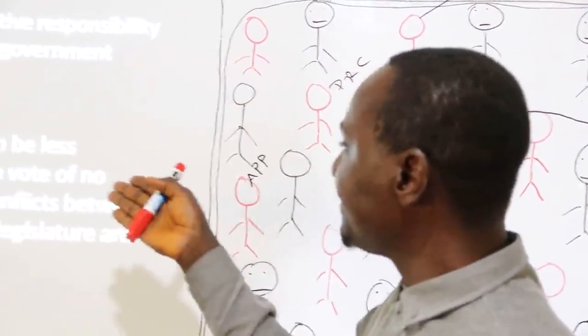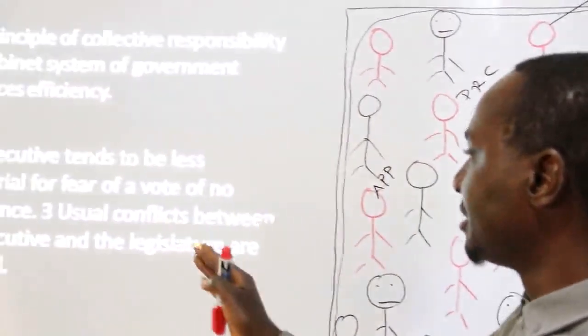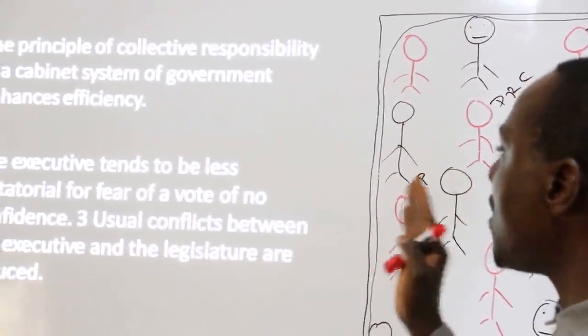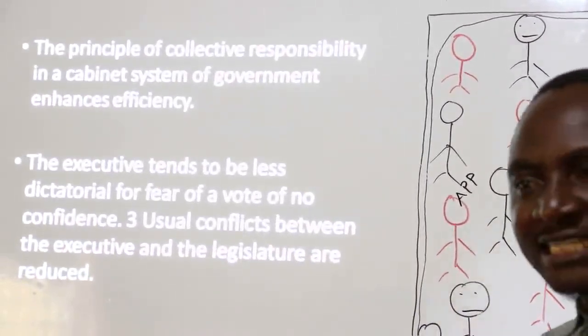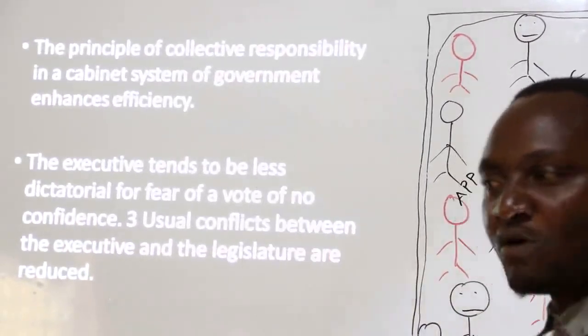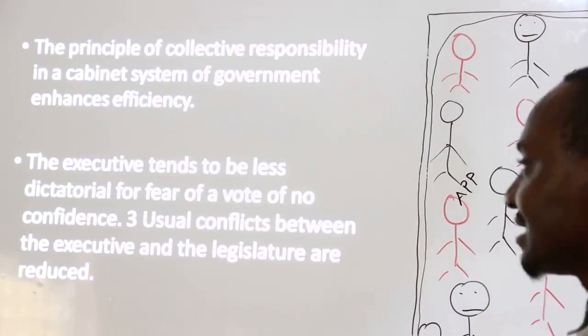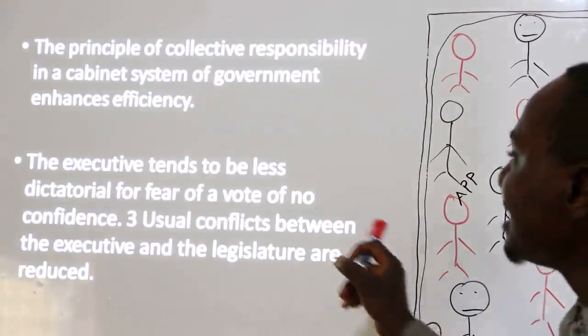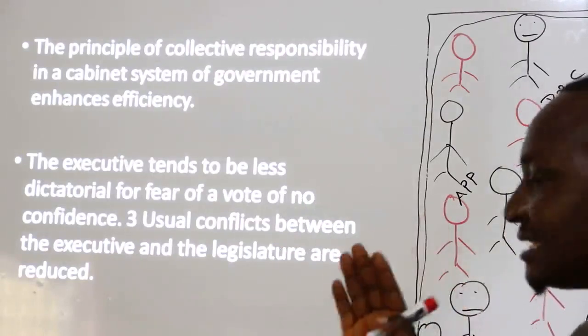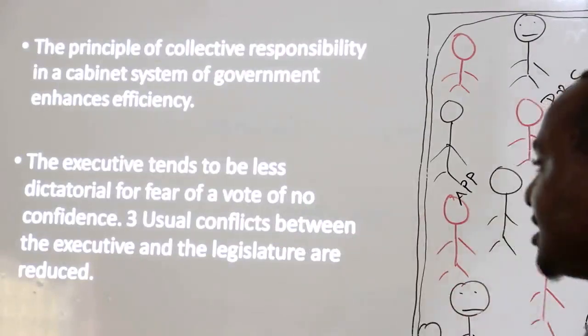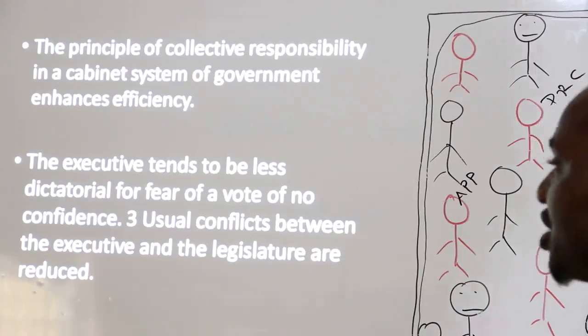Next, the executive tends to be less dictatorial for fear of a vote of no confidence. Now that we've said they can be removed from office by the parliamentarians, that makes them afraid because they can be voted out of office. So it makes them very, very careful as they discharge their various responsibilities.